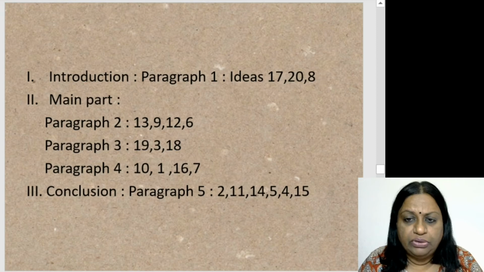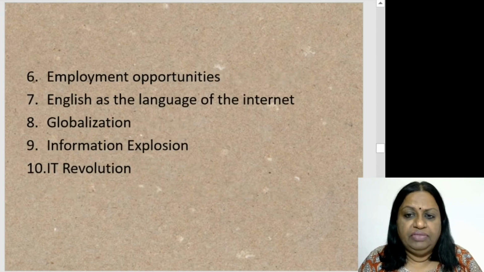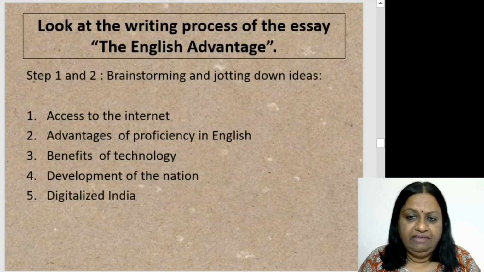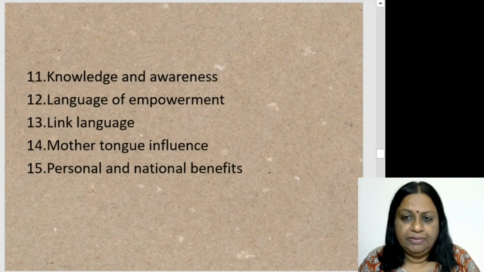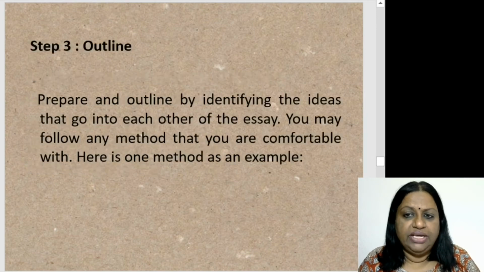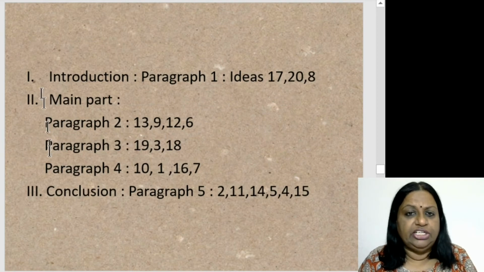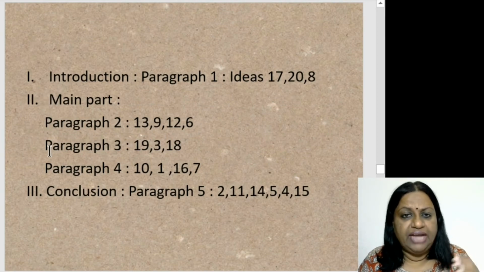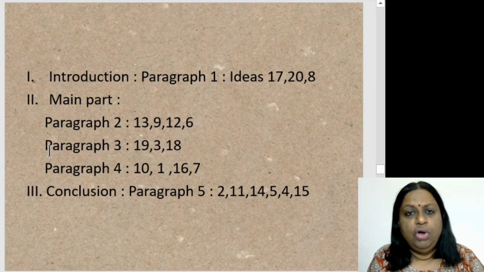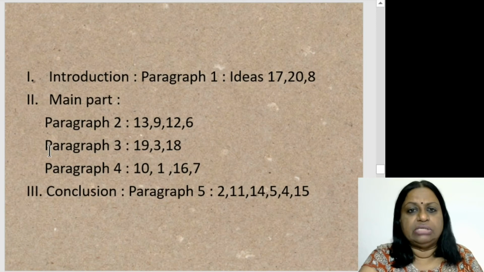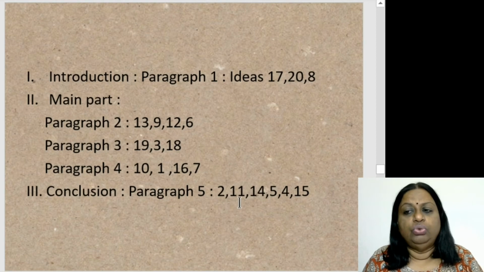What we are talking about here is the points that we noted down. You remember? 5, 10, 15 and 20. So what we are doing in step 3 is putting it down, dividing it for the discursive essay. We are going to write it in 3 parts. You remember the writing process: introduction, body and conclusion. So which idea will go there? You can just make an outline like this. And in paragraph 5, which would be the conclusion, 2, 11, 14, 5, 4, 15 would come in.